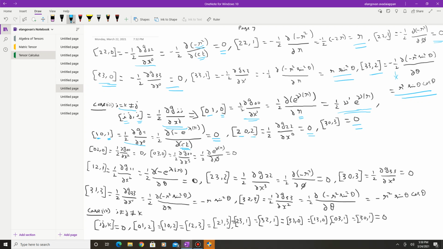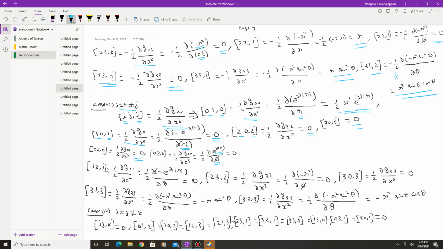Now 0 2 0, here half partial d g00 by dx2. dx2 is a theta coordinate, therefore g00 is independent of theta, therefore if you differentiate, this becomes 0. Similarly 0 3 0 is here partial d e power nu of r divided by d phi. It is not a function of phi, therefore you will differentiate, you will get this.